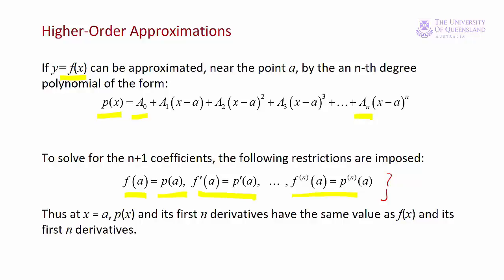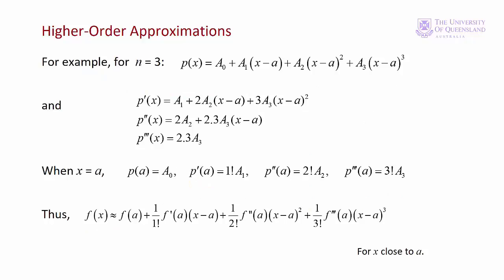Let's see how it works for the case where n equals 3. We have px, our third order polynomial. We want values for a0 to a3. We take the first through to the third derivatives of px, and then we let x equal a. For px, when x equals a, these three terms are equal to 0, so px is equal to a0. For the first derivative, when x equals a, these two terms are equal to 0, so the first derivative is equal to a1, and so on for the second and third derivatives.